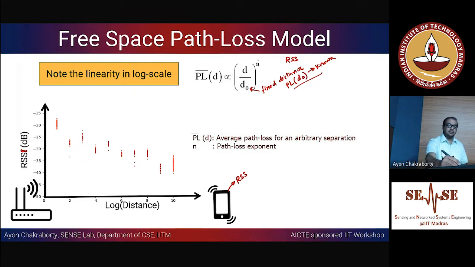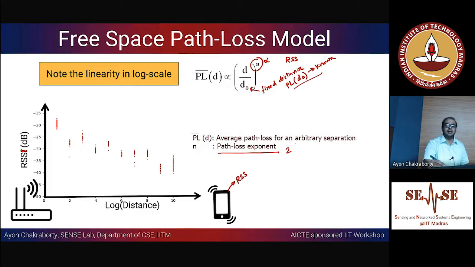And what is this n? This n is the path loss exponent. So this is exponentially going to deteriorate with distance. This n, or often alpha, both alpha and n are used. This value can be like 2.